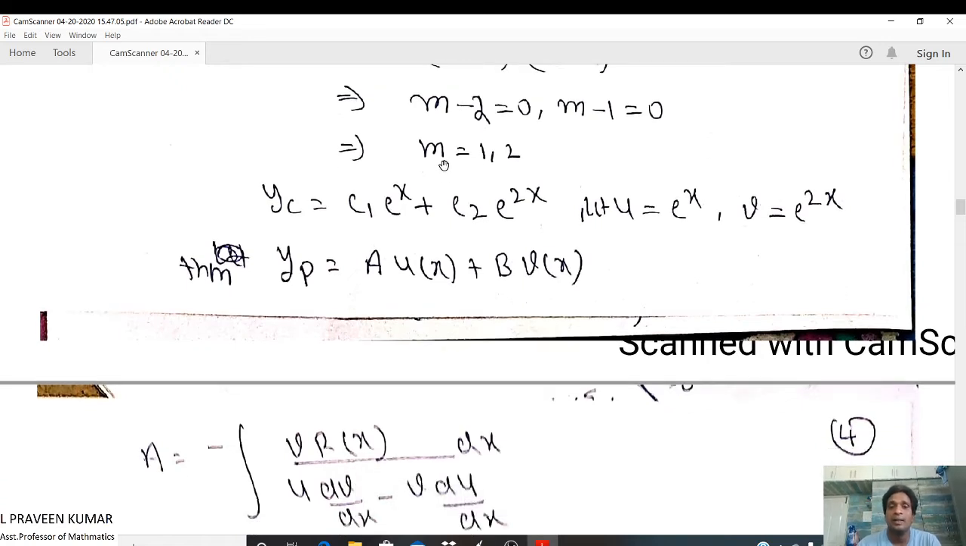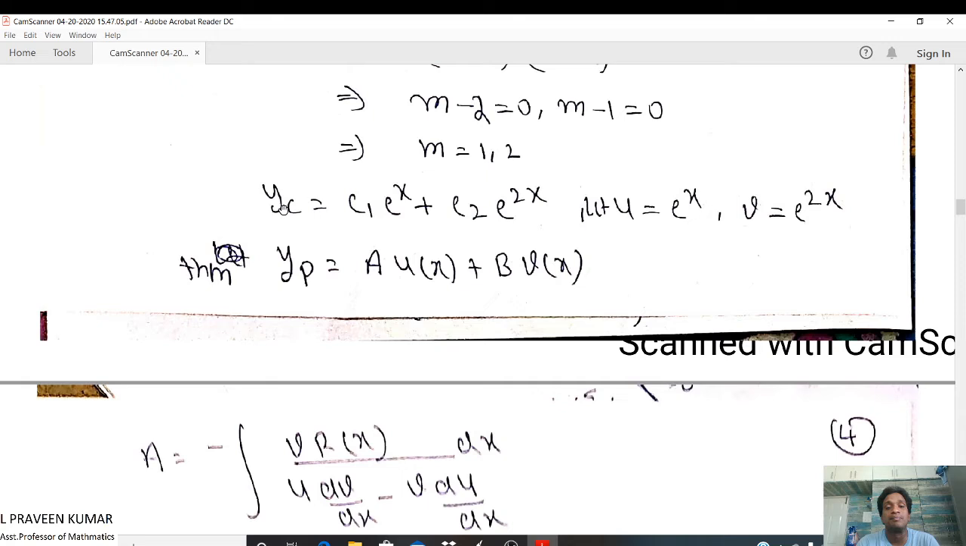So here m minus 2 means m is equal to 2, m minus 1 means m is equal to 1. So here I got two values, one is 1, one is 2. Both are real and distinct. So if we got two values which are real and distinct, then the complementary function will be yc is equal to c1 e power x plus c2 e power 2x. Okay, this is our yc.